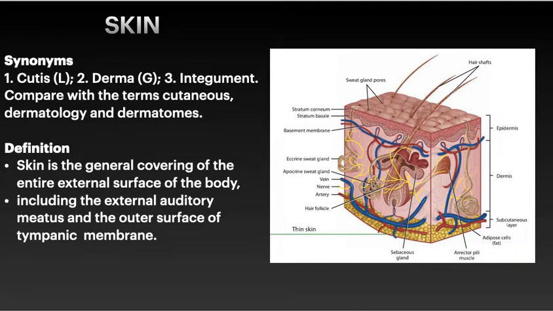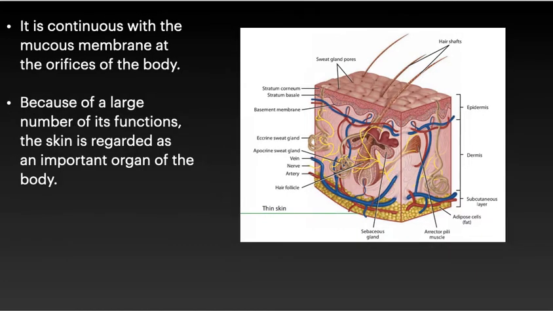So, what is the skin? It is the general covering of the entire external surface of the body, including the external auditory meatus and the outer surface of the tympanic membrane. It is continuous with the mucous membrane at the orifices of the body, and because of the large number of functions, it is regarded as an important organ of the body.